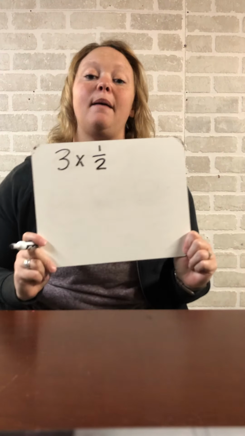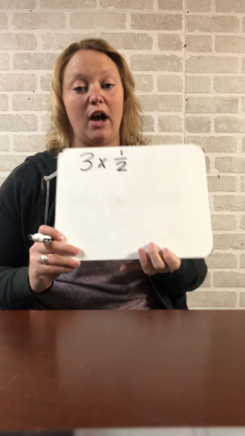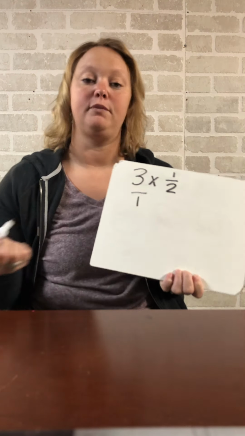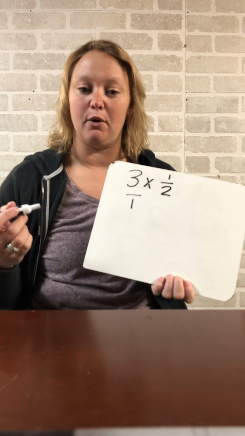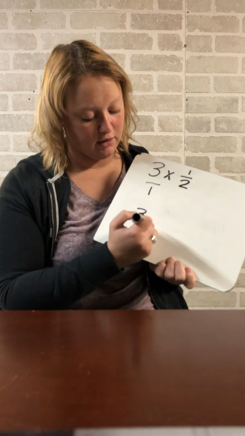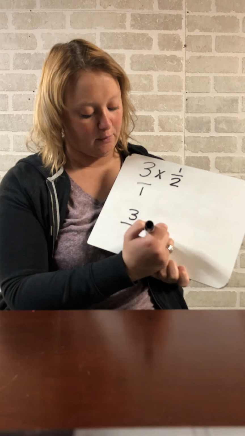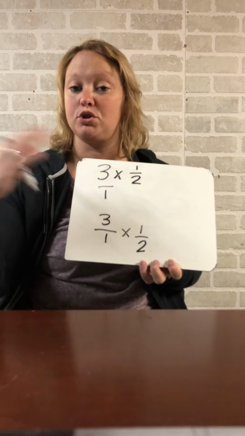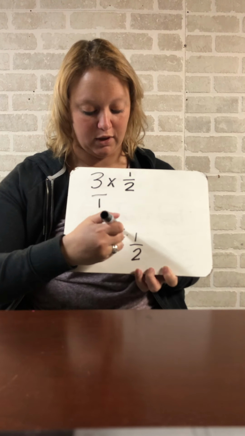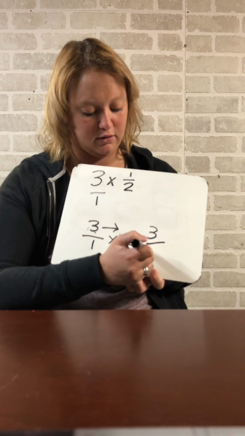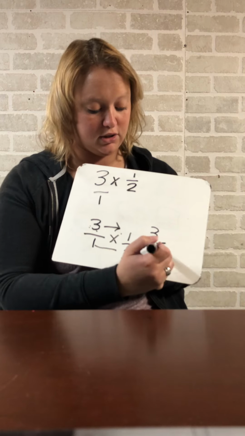The second strategy for the same problem, so you have 3 times 1/2. In this strategy, I'm going to put my 3 over 1. So 3 over 1. It's basically like if I were to divide 1 into 3, I'd have 3 wholes. So I'm going to put my 3 over 1, and then I'm going to bring my 1/2 down. And then you just multiply straight across. So 3 times 1 is 3. And then 1 times 2 is 2.